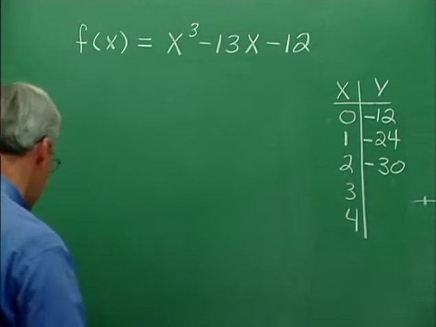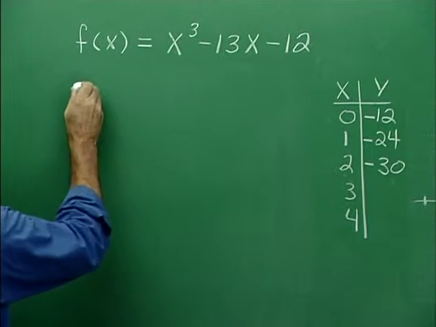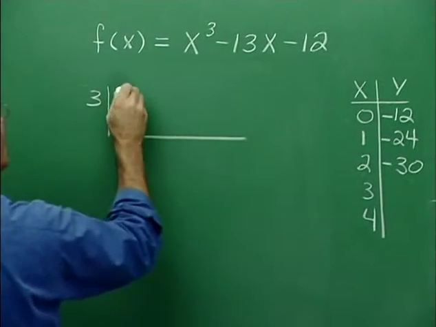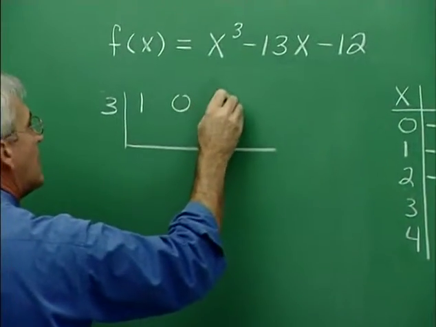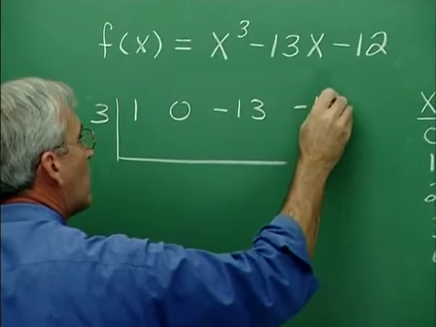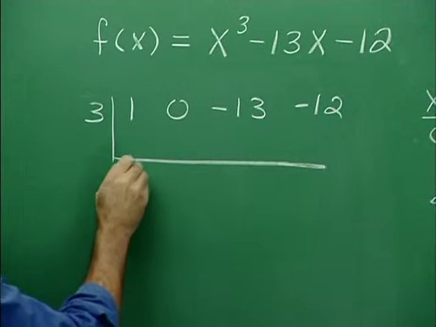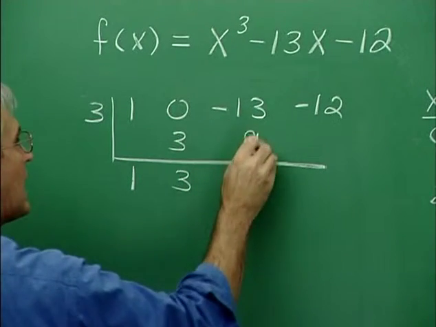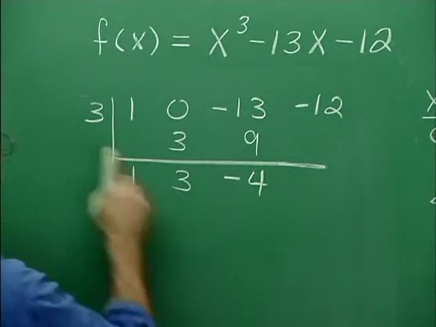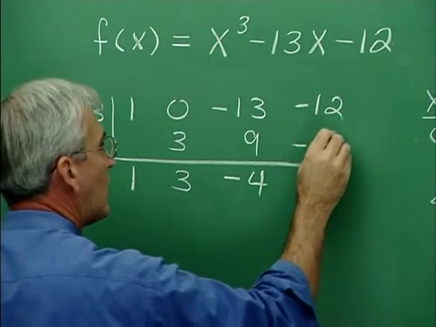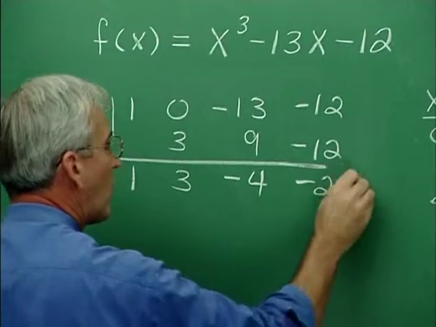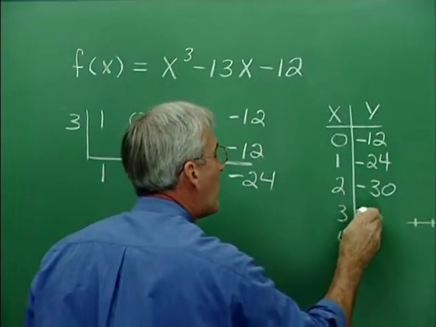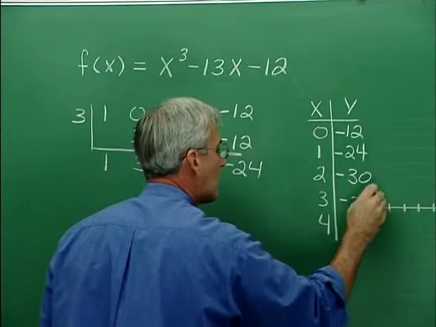And it would look like this. So let's see. f of 3 means 3 into 1, 0, negative 13, negative 12. Bring down the 1. 3 times 1, 3. Together, 3. 3 times 3, 9. 9 with negative 13 is minus 4. 3 times minus 4, minus 12. Together, minus 24. So f of 3 is negative 24. So the point (3, negative 24) is on the graph.